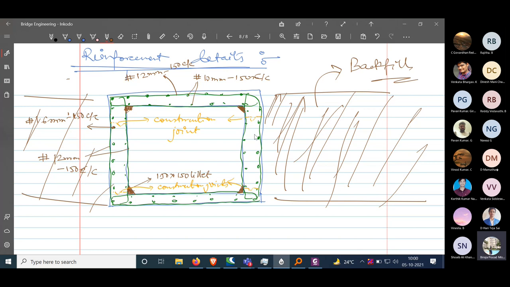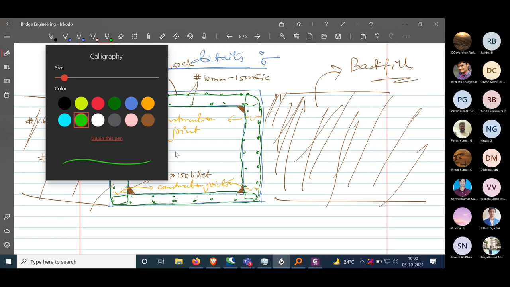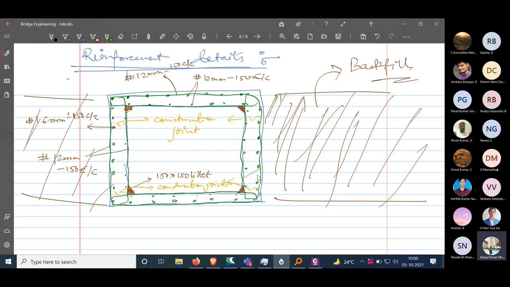So in order to do that, here we need to provide some holes. What are those holes called? Those holes are called weep holes. What is the function of this weep hole? Whatever water comes inside this backfill will be drained out through this weep hole to this water body. Okay, so this completes your design of box culvert. So your first unit is completed.